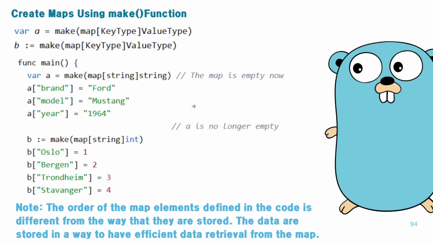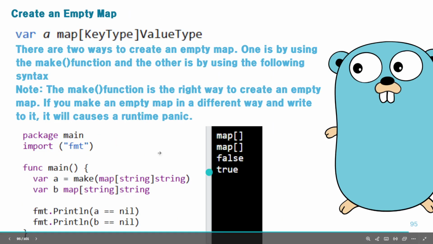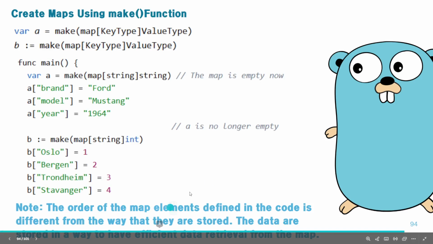We can also create a map using the make function, where we write make and then map with the key and value types. So here we have created a map. Then we can populate the map in later stages of the code by specifying the key and value. And our a, which is initially empty, is no longer empty. Another way to create a map is by using this colon equal operator, and again we are doing the same thing.